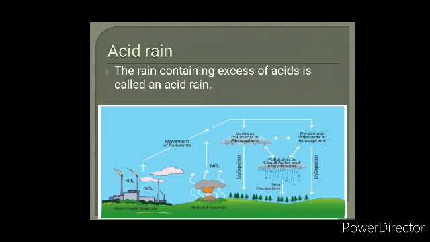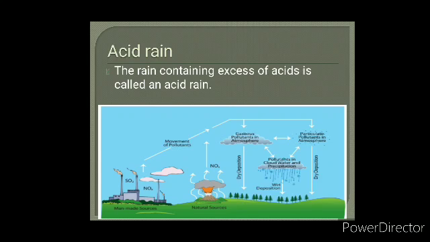Next is acid rain. You must have heard this term, acid rain. So what does it mean? It means, as its name indicates, the rain containing excess of acid is called acid rain. Where do these acids come from? The rain becomes acidic because carbon dioxide, sulfur dioxide and nitrogen dioxide, which are released into the air as pollutants, dissolve in raindrops to become carbonic acid, sulfuric acid and nitric acid respectively.